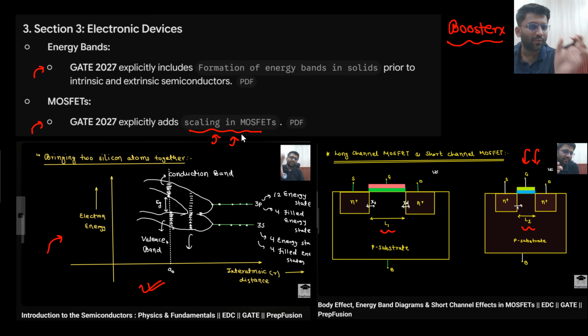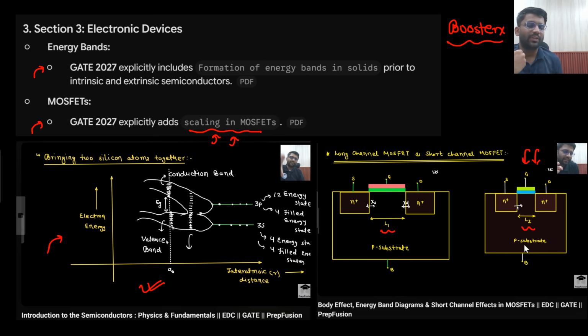They are putting up the MOS physics. You are supposed to study MOSCAP and MOS physics. So it was already on the cards that they could ask questions from short channel effect as well. And this time they have specifically mentioned it. Instead of writing short channel effect, they have written scaling in MOSFETs. So what you will do is scale the channel length and channel width, right? And then you will move towards the short channel MOSFETs.